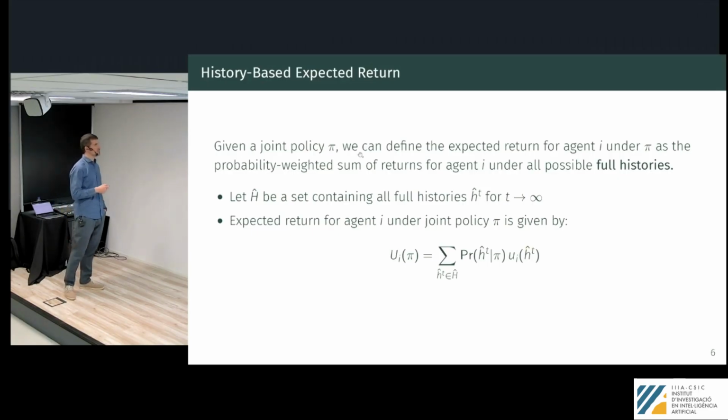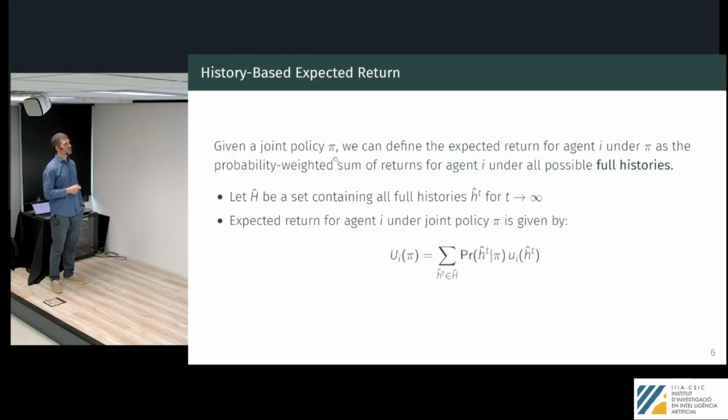Okay, so first, the history-based expected return. Given a joint policy pi, remember this includes all the policies of the individual agents, we can define the expected return for agent i under pi. That means every agent uses their policy in that joint policy, as the probability-weighted sum of returns for agent i under all possible full histories. So let's see what this means formally.